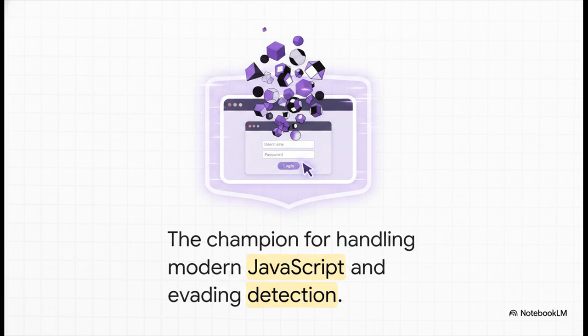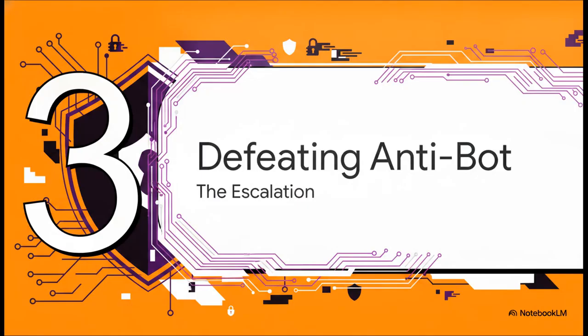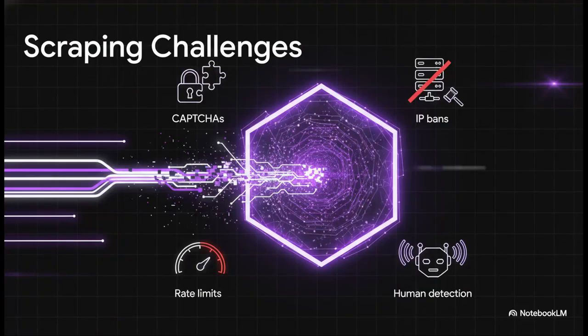If you need to simulate actual user interactions, log into secure portals, or scrape highly dynamic, JavaScript-heavy pages while remaining completely undetected, Playwright is your absolute best bet in 2026. Section 4. Defeating anti-bot protections. The escalation. Here's the harsh truth. Even the incredible libraries we just discussed will completely fail if they hit these common roadblocks.